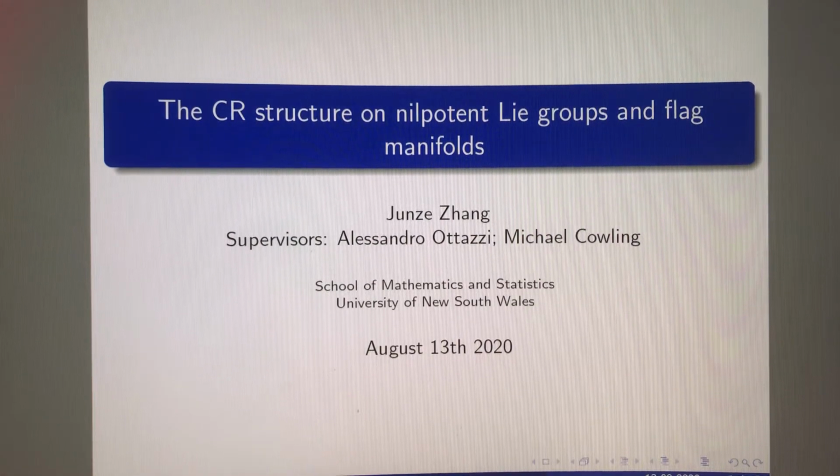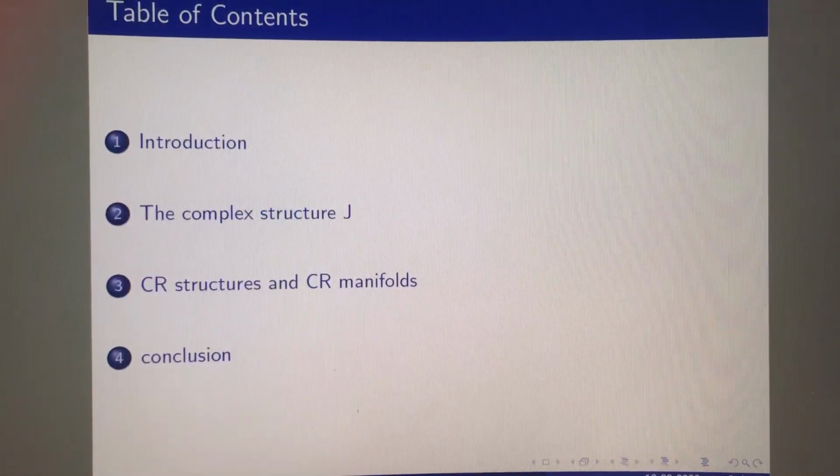Today, my topic is the CR structures on nilpotent Lie groups and flag manifolds. Before really talking about the definition of CR structure, let's first have a look at some important concepts and definitions that we're going to use a lot in this talk.